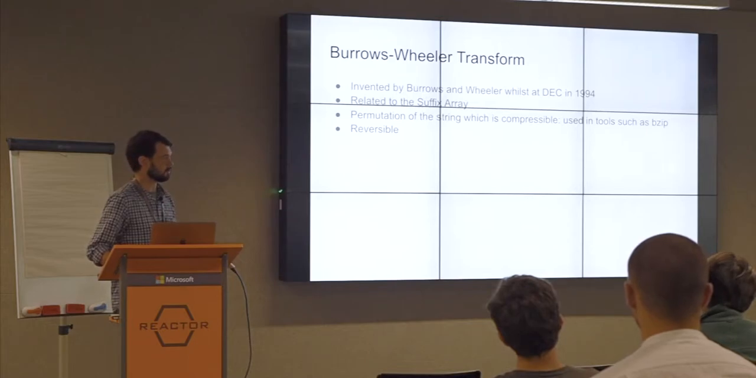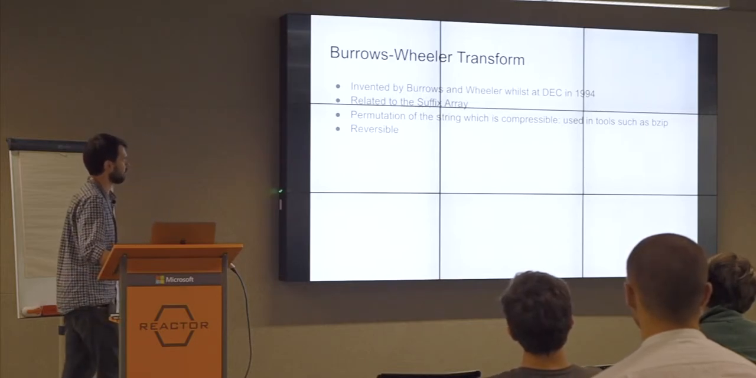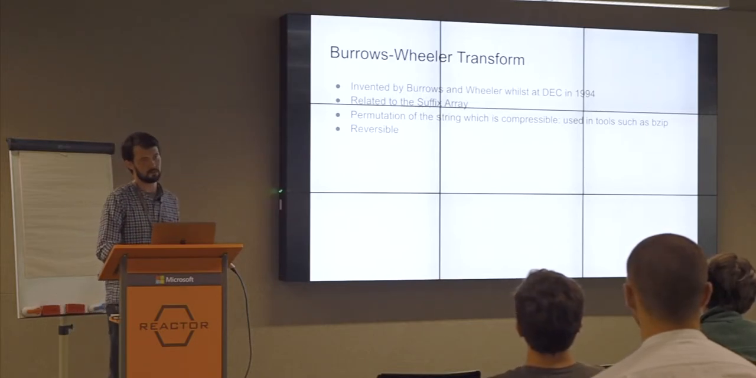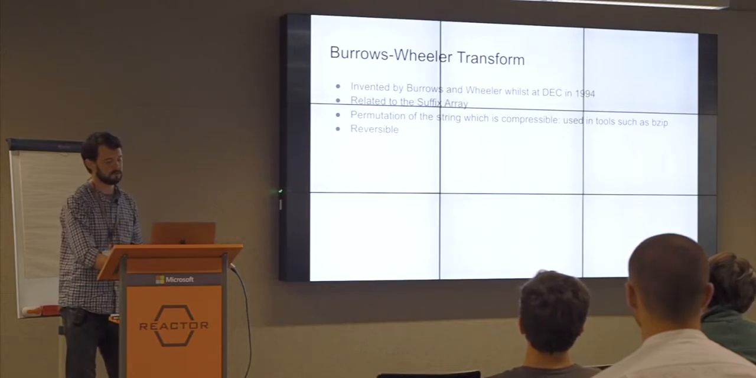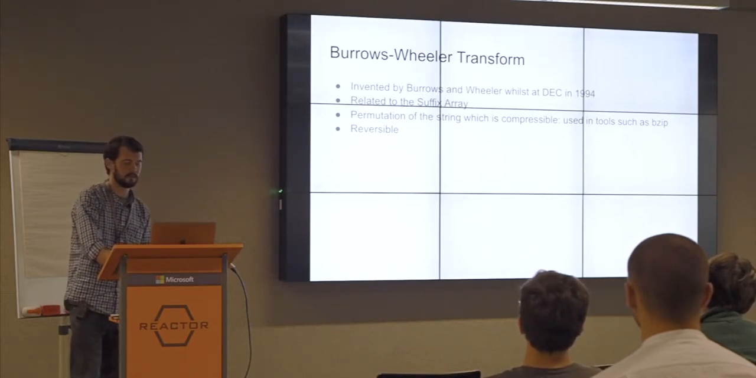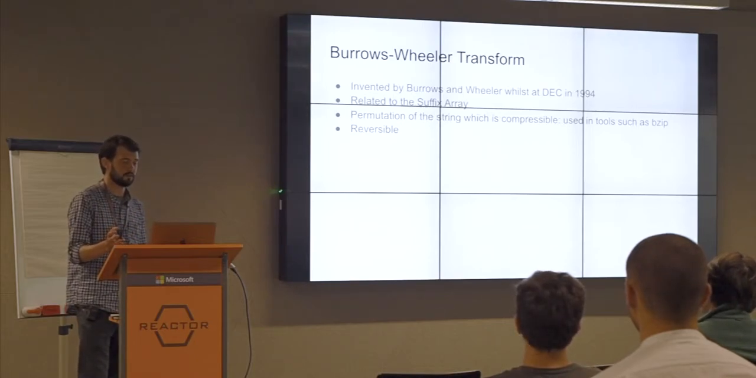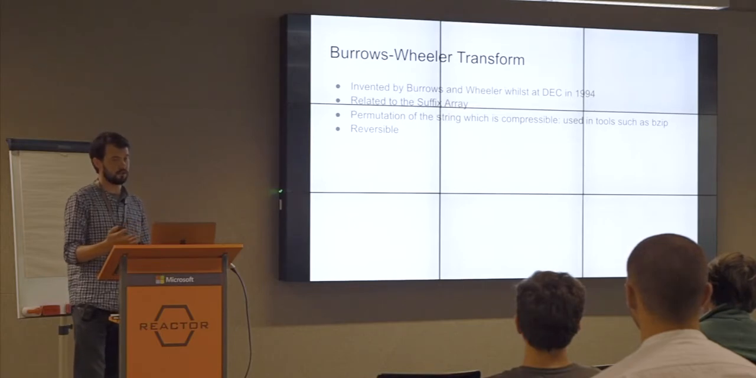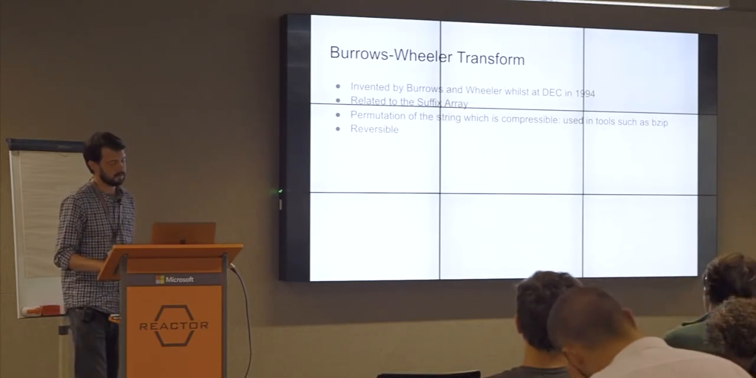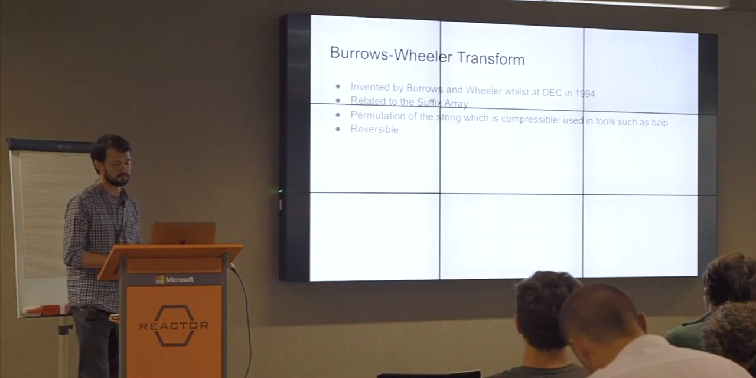Now, the paper uses something that's related to the suffix array called the Burrows-Wheeler transform, and this was invented about 6 years prior to the paper by 2 guys called Burrows and Wheeler. It's a permutation of the string, which is compressible, and it's used today in tools such as bzip, and it's also reversible.